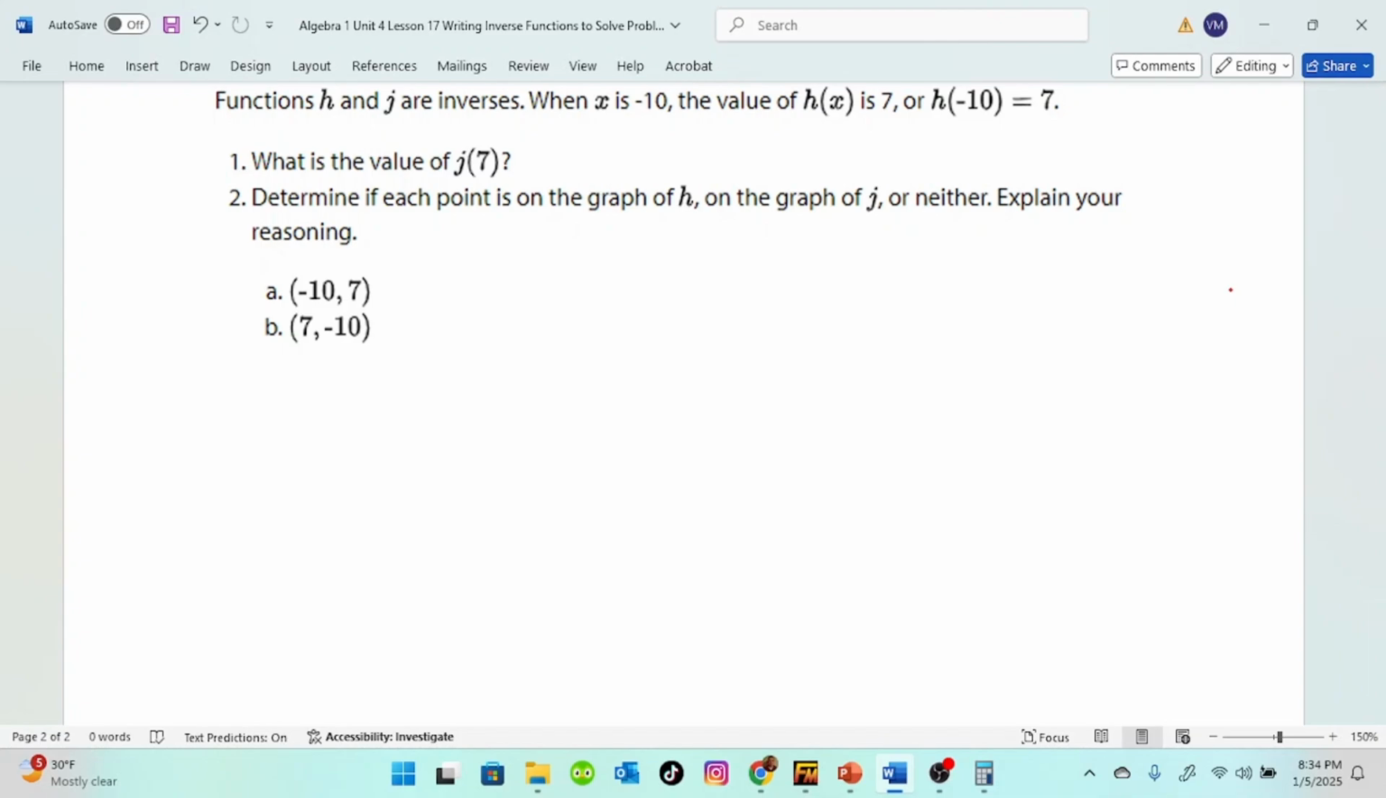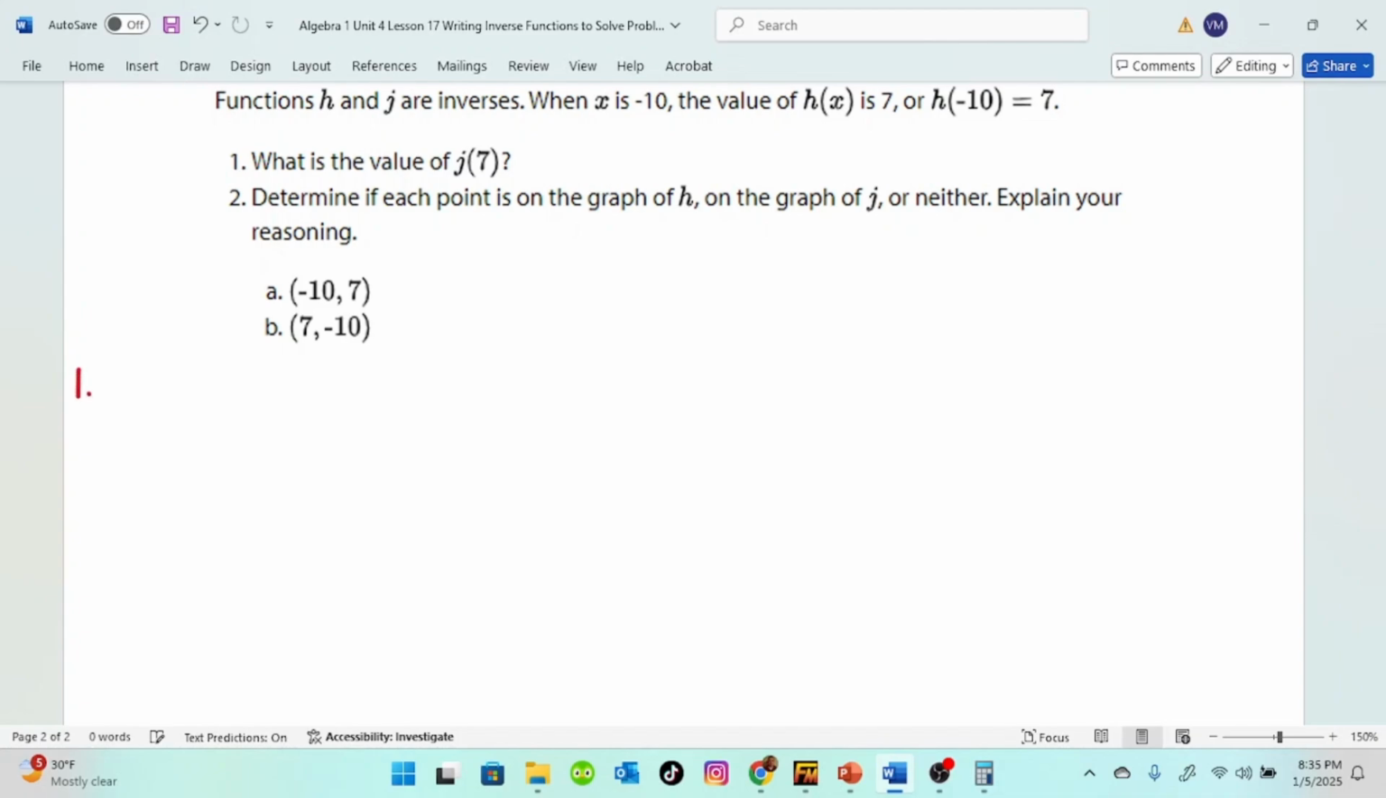Our last practice problem says functions h and j are inverses. When x is negative 10, the value of h of x is 7, or h of negative 10 equals 7. Number 1 asks us, what is the value of j of 7? So here's what we need to understand. If they are inverses, then the input-output pairs for one are the opposite for the other.